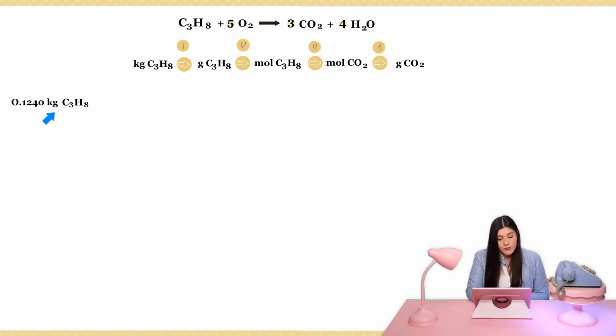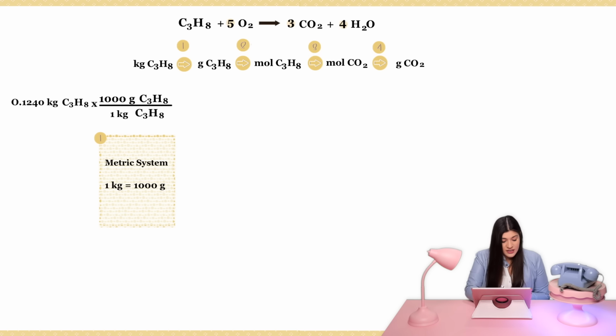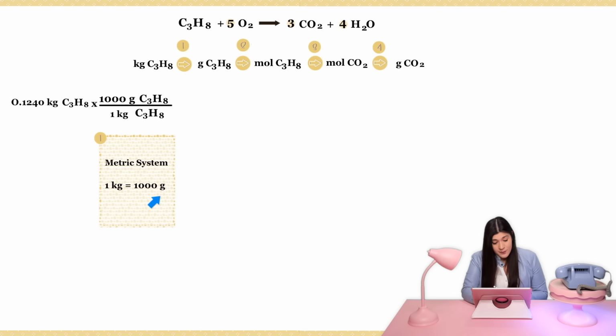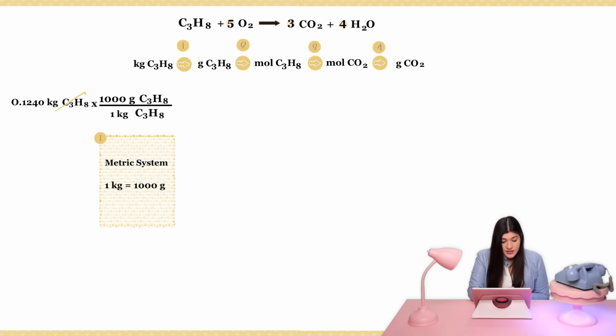Starting off with what we're initially given, the kilograms of propane, I want to convert this to grams. I'm just using the metric system, which is that 1 kilogram is equal to 1,000 grams. Aligning our units across from each other so they can cancel, this cancels. We're now at grams of propane. Next, I want to move on to moles of propane.